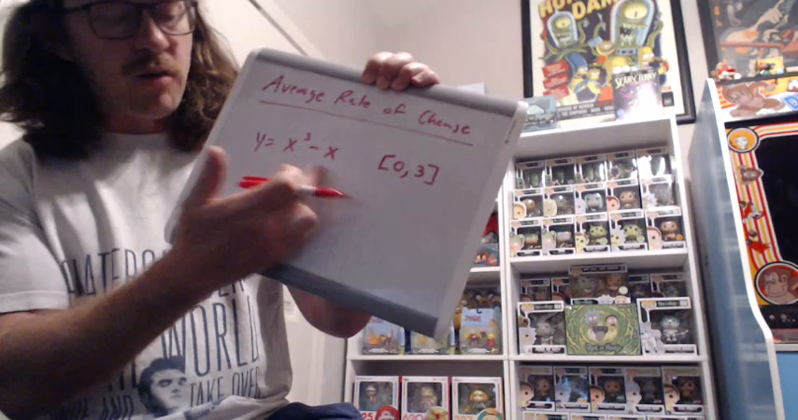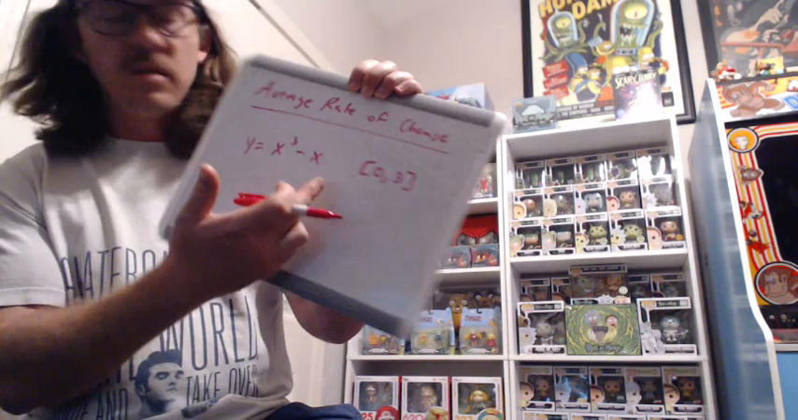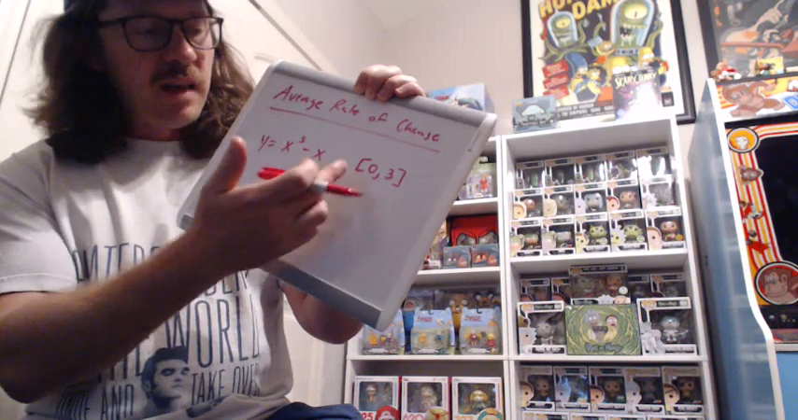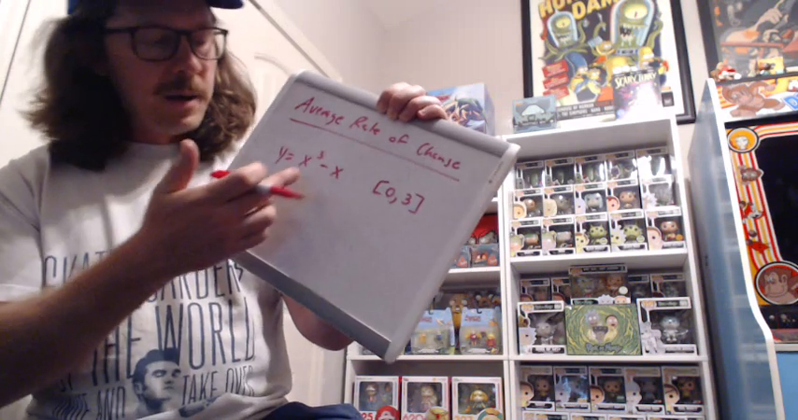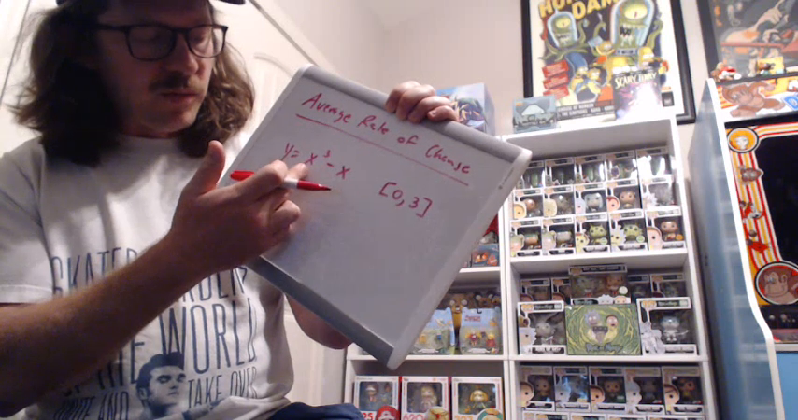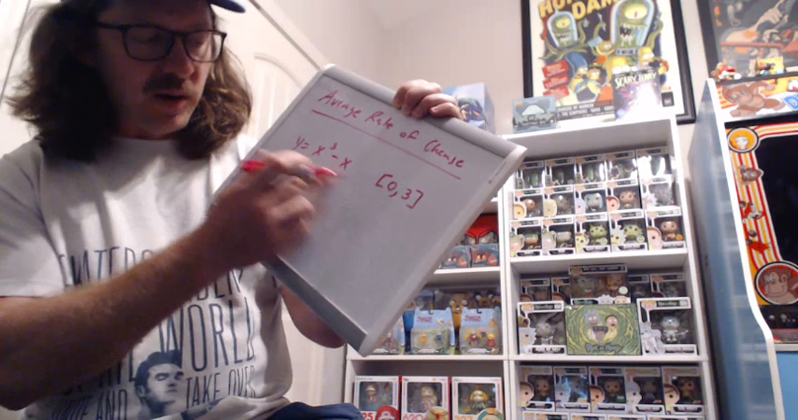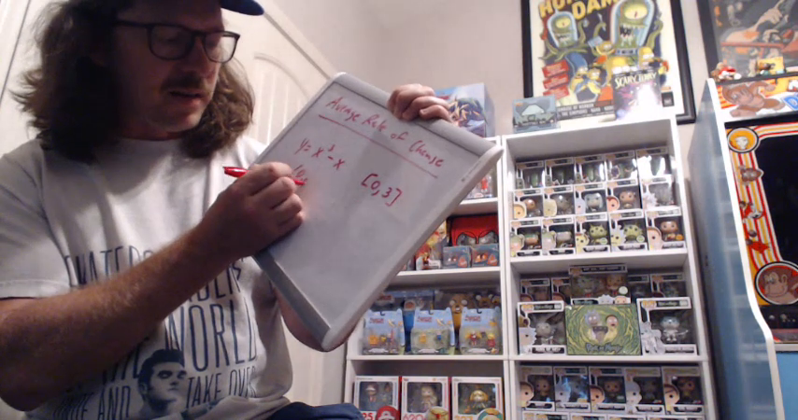If you put in 0 right here for this function, remember, these are x values, you put in 0 for this function. What's 0 cubed? 0. Minus 0, 0 minus 0 is 0. So if I put a 0 in, I get a 0 out. So that's 0 comma 0.